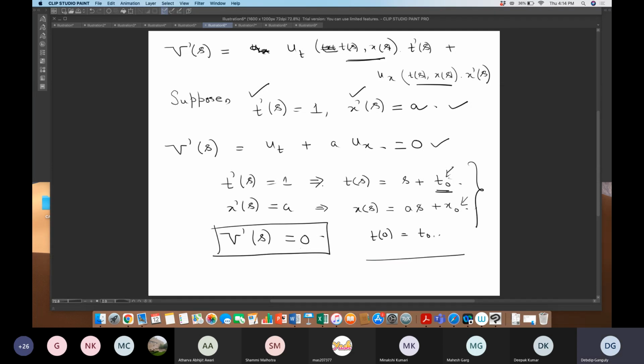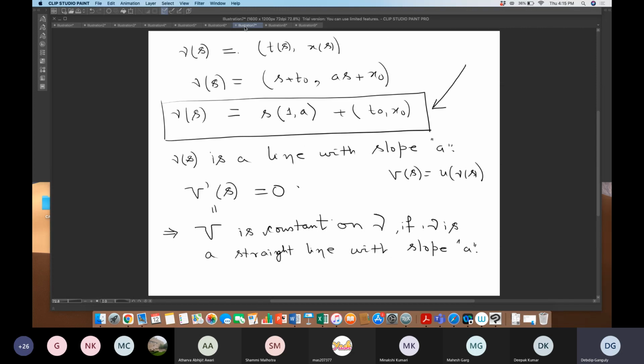But we know that this is a straight line hitting the x-axis. On the x-axis, what is the value of t? 0. So t naught is 0. This is the initial condition. Now this is a straight line, x equals a s plus x naught. So this is a straight line with slope a. Clear?